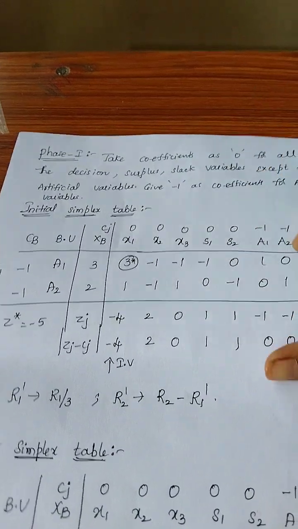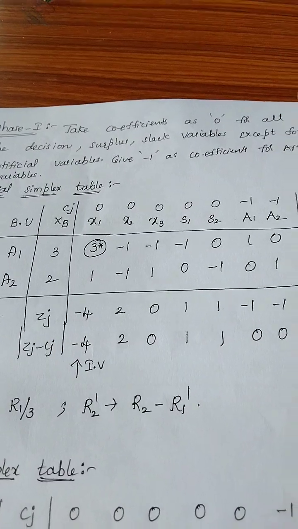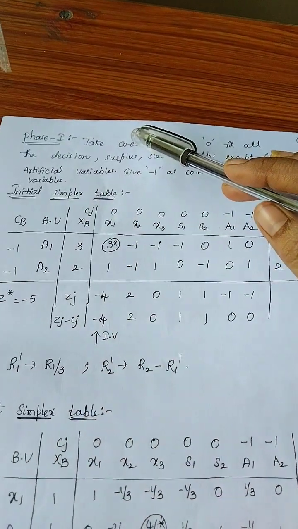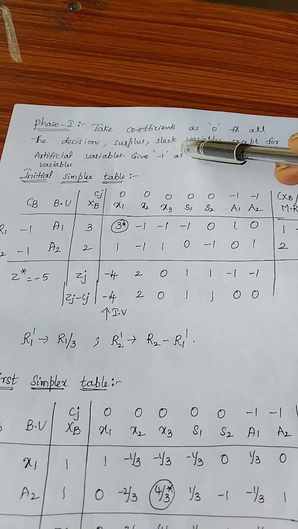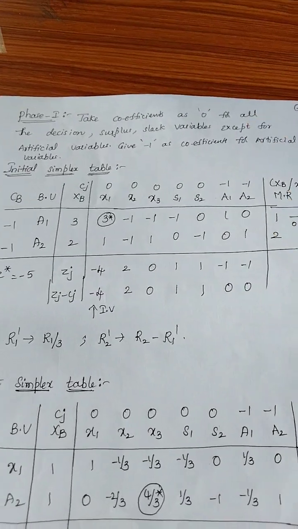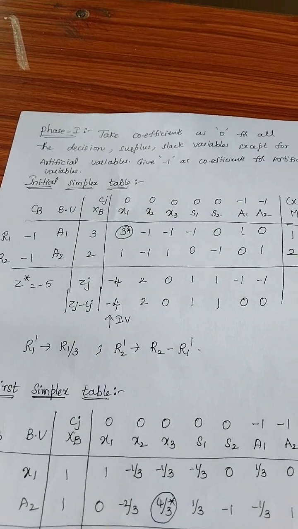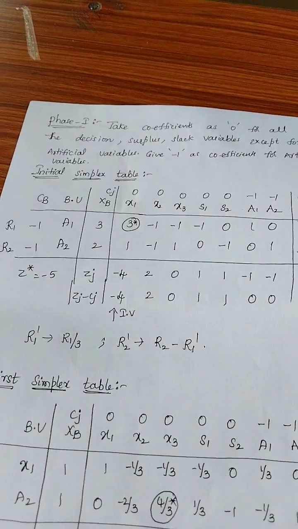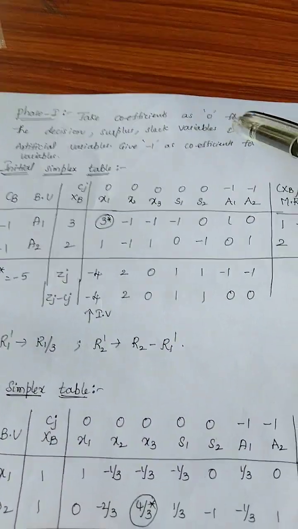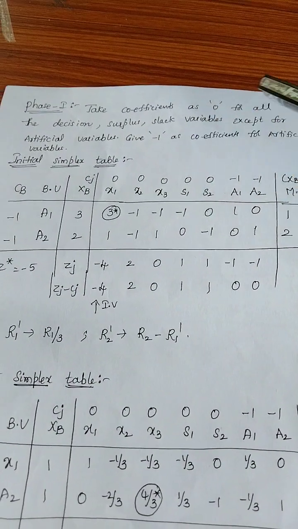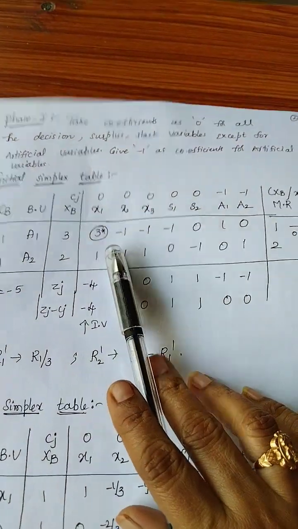Now we are going to write phase 1. See here I have written: take coefficients as 0 for all the decision variables, surplus or slack variables, except for the artificial variables. Whatever the decision variables, slack variables and surplus variables are there, in this problem we are having surplus variables. That's why we are going to give the coefficients as zeros, and give the coefficients for artificial variables as -1. So here it is the initial simplex table.